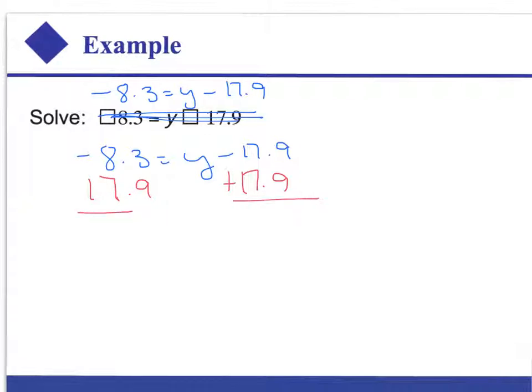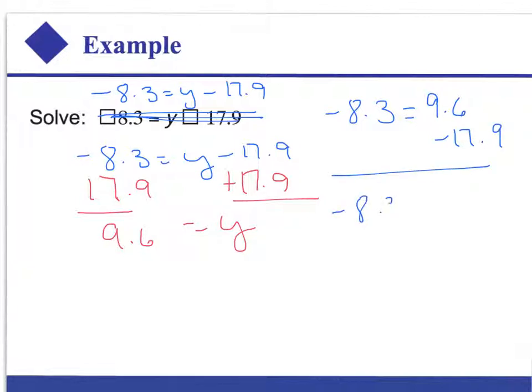That gives us y on the right hand side, and negative 8.3 plus 17.9 gives us a positive 9.6. Now we go check it and make sure we are right. Negative 8.3 equals 9.6, which is what we plug in for y, minus 17.9. Negative 8.3 does equal negative 8.3 on both sides. So this is true. Our solution checks. So 9.6 is our solution.